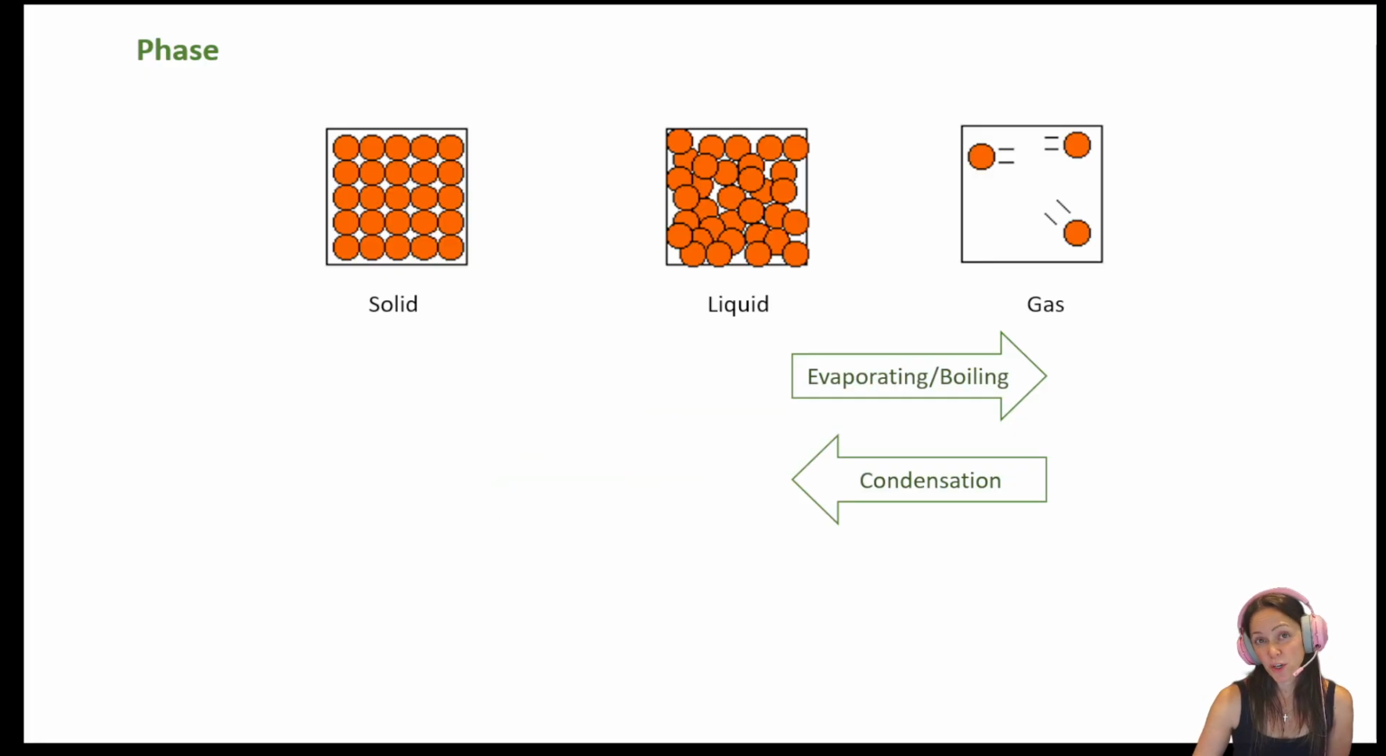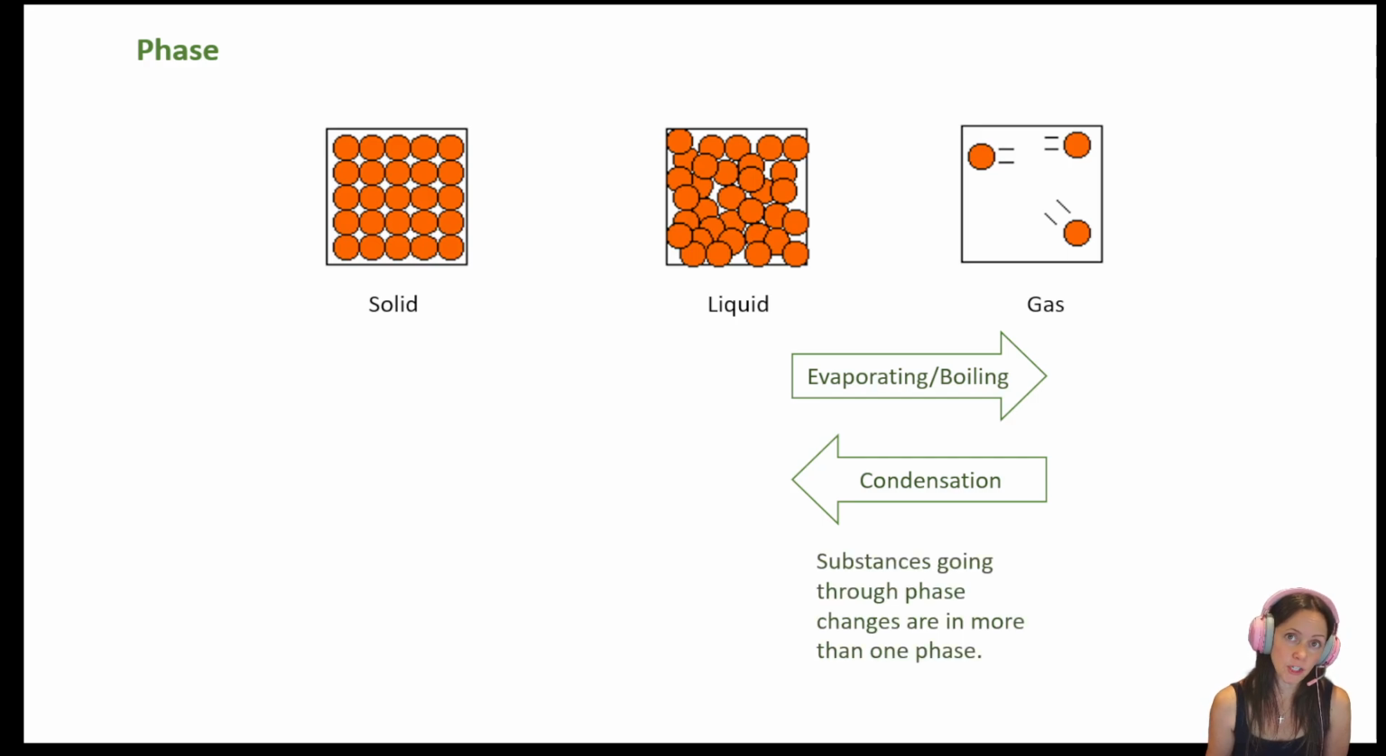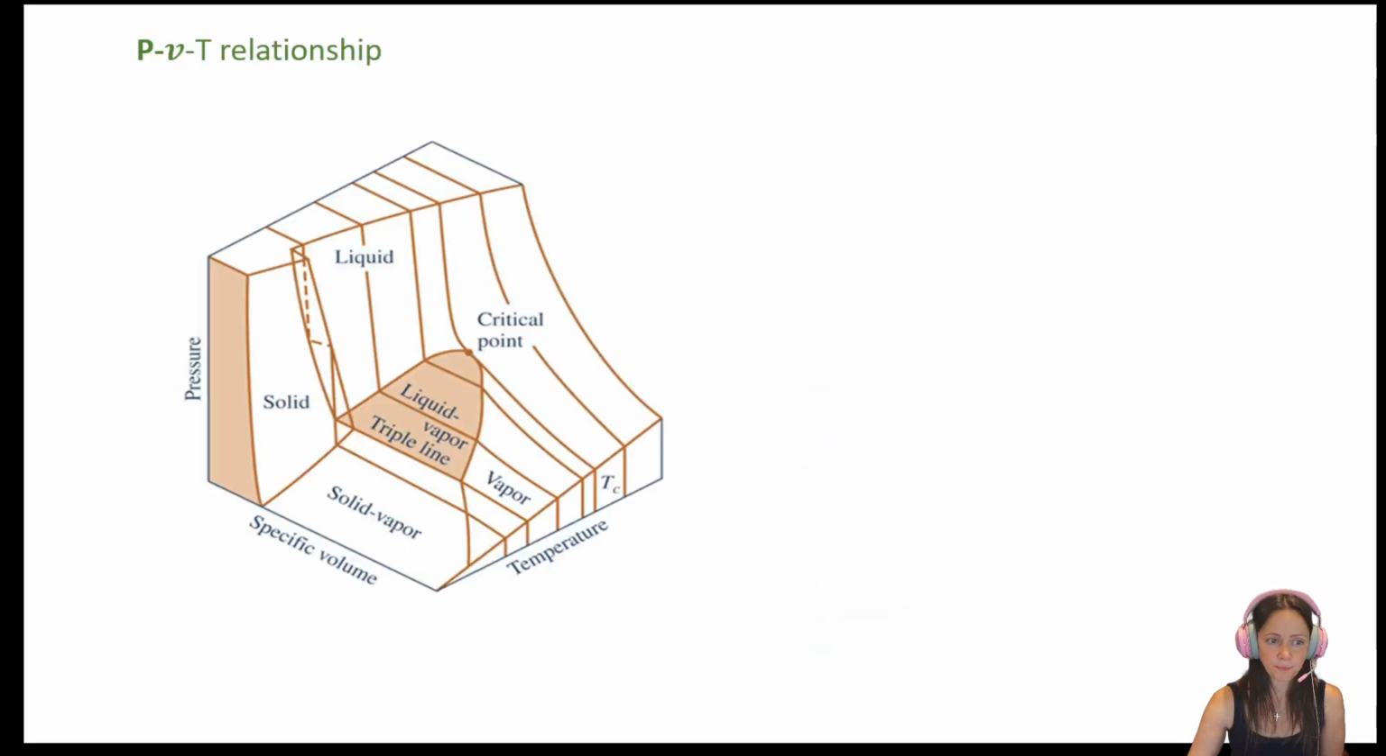Now in this class, we're going to primarily focus on the phase transition between liquid and gas. And it's important to note that for that phase transition, both of those phases are going to be present at the same time in equilibrium during that phase change process. So you'll have part liquid, part gas while it's either evaporating or condensing.